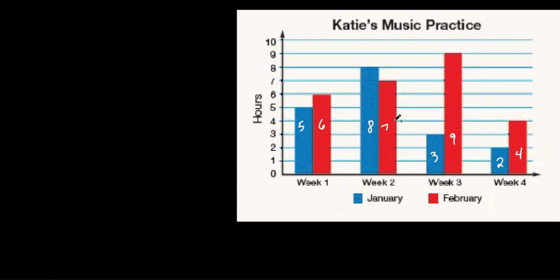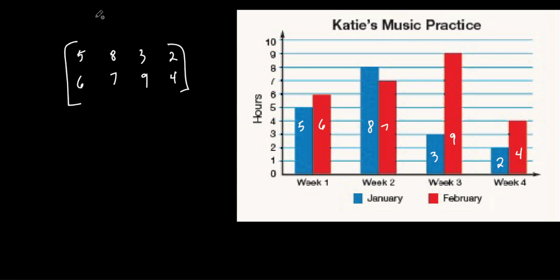Okay? So how would I take that information, that data, and turn it into a matrix? Well, this first week would be one column. So this would be in my first column. What would it look like? 5 and 6. This would be my second column, so that would be an 8 and a 7. And this would be 3 and 9. And this would be 2 and 4. Does that make sense? Okay. So that's how we're doing it there.